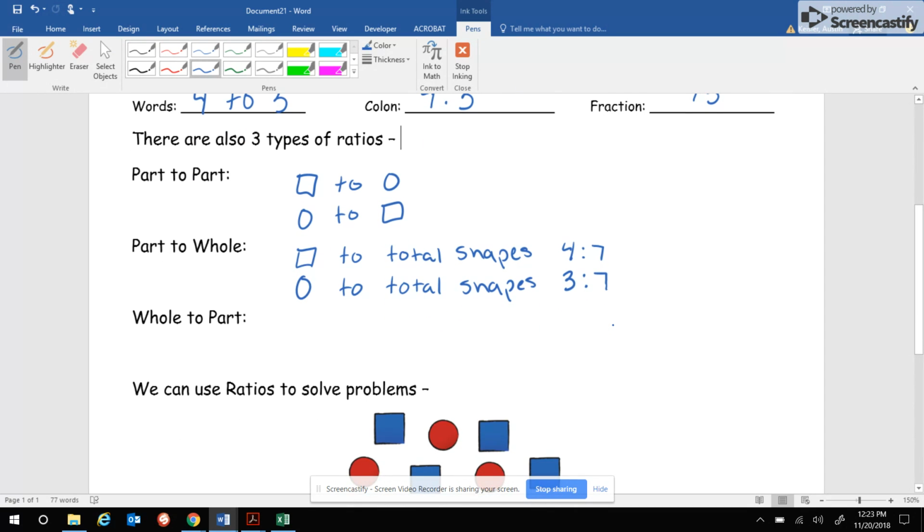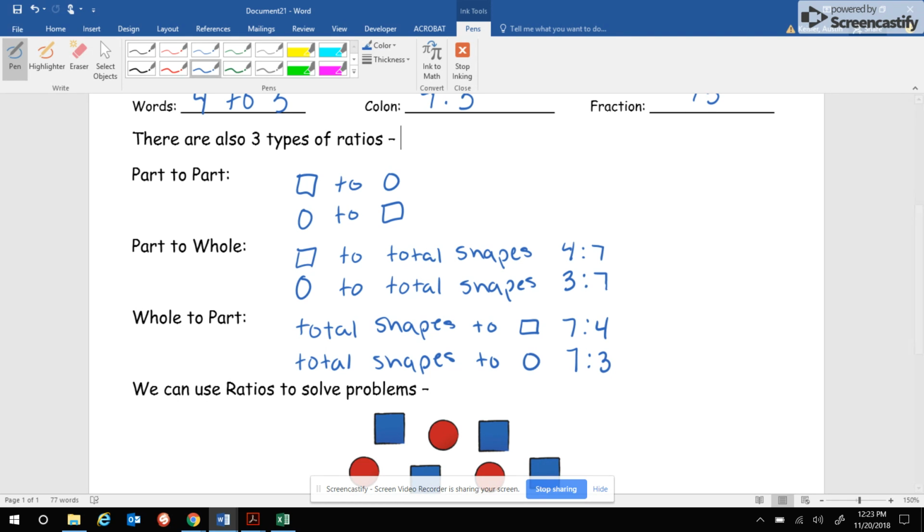A whole to part is the same thing as part to whole, it's just flipped. So I would be comparing my total shapes to, I could do squares, which would be 7 to 4. And I could also do total shapes to circles, which would be 7 to 3. So it matters the order that they say it. A whole to part ratio, you're comparing the total to just a part.